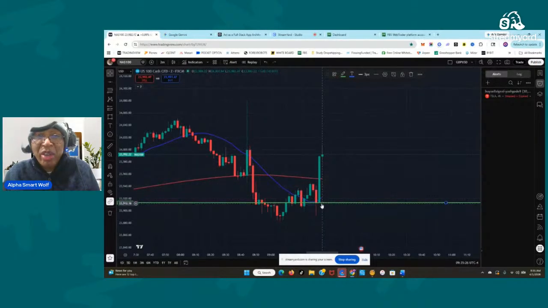Color change away from the 20, color change away from the red, which is the 200. You can see there's a lot of indecision there. Okay, it's still moving up. This candle should be closing in the next 20 seconds.